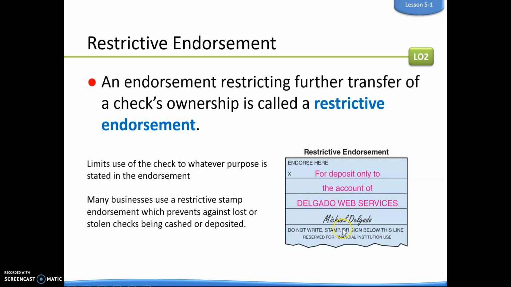And again, we still put our signature for whoever it was written out to. So all this does is it limits the use of the check to whatever purpose is stated on the endorsement. So it can't get transferred anymore, and it doesn't act like cash. It goes directly into the bank account for Delgado.